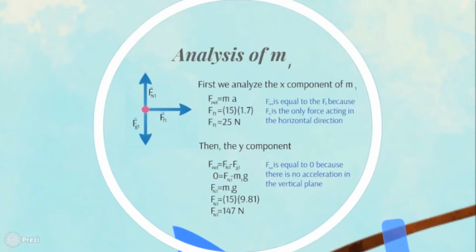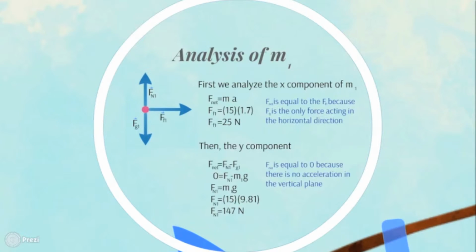Then we look at the analysis of the first mass. We look at the x component. F net is equal to ma. But F net is also equal to the force of static friction of 1, because the force of static friction is the only force acting in the horizontal direction. Therefore, the force of static friction of 1 is equal to 15 times the acceleration of 1.7, and the force of static friction is equal to 25 newtons.